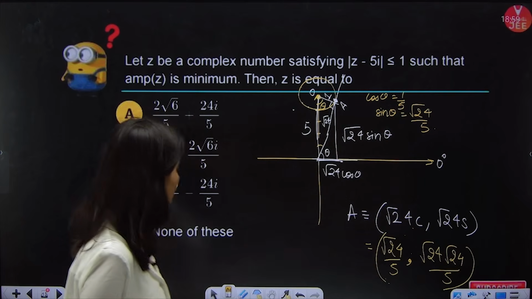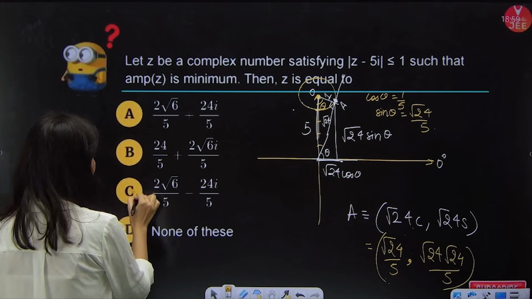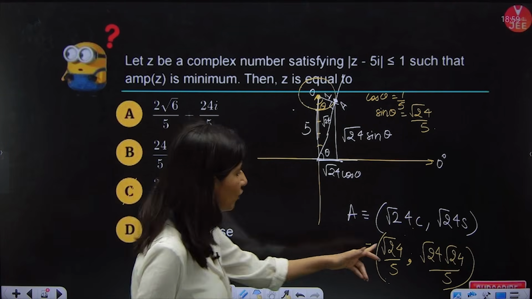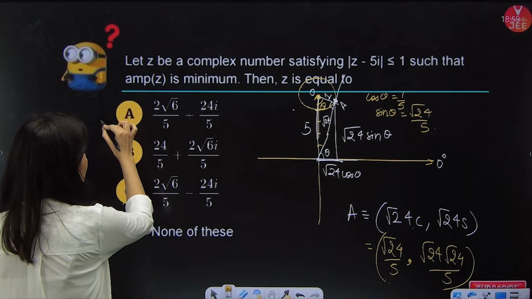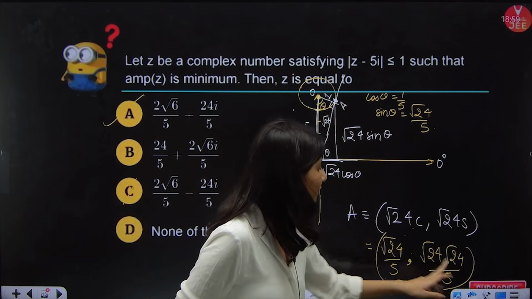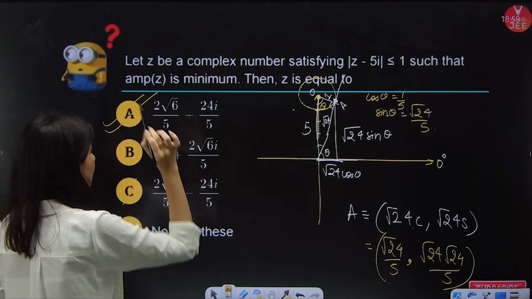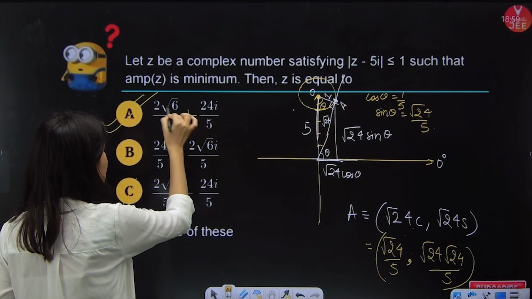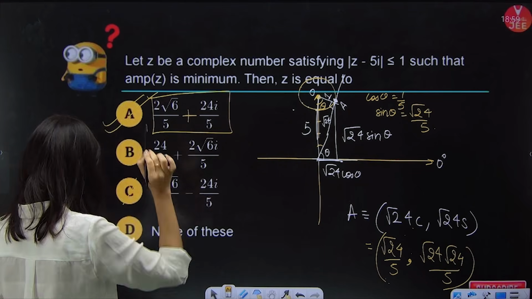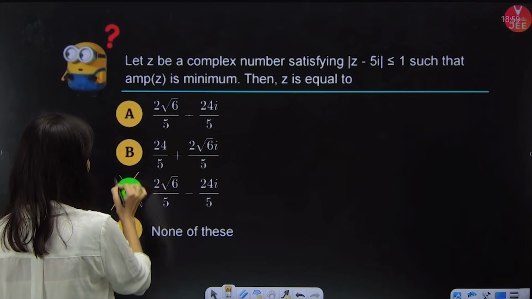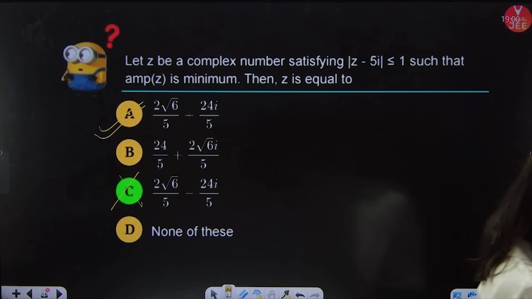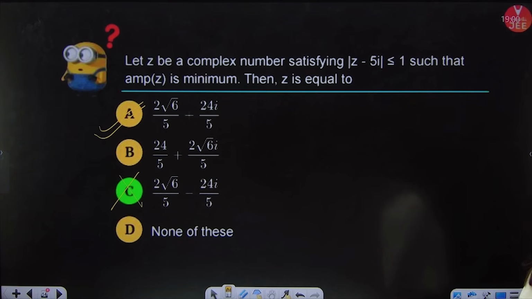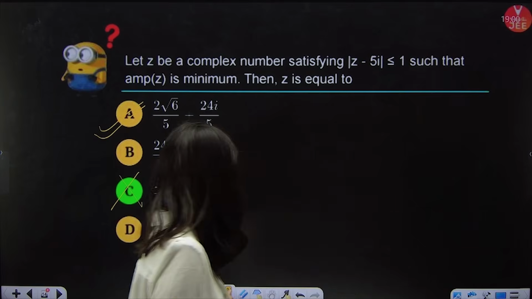So root 24 by 5. Root 24 is what? 2 root 6 by 5. Option A. And this is 24 by 5. So option A is absolutely right. This is your plus sign. In here option C is wrong. Option A is correct. Okay. There is some mistake in this marking of the solution. Have a look. Let me know whether you are satisfied with the solution or not.